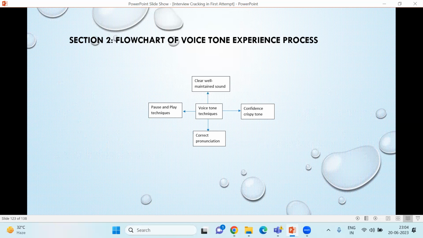And the next category is confident crispy tone. Confident crispy tone is like when you are talking very fast, but yes, you are making the pauses and delivering the speech quickly. So it is also one of the best practices. But in this crispy tone, it should be a very confident level, and only then can you deliver these words or sentences in front of the interview panel. So now we'll move to the next slide.